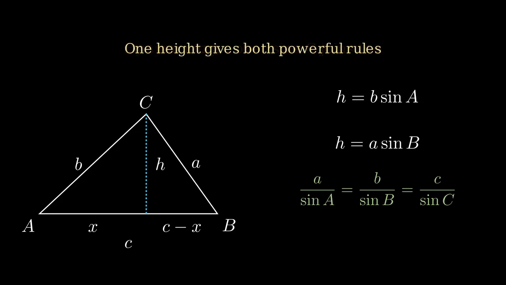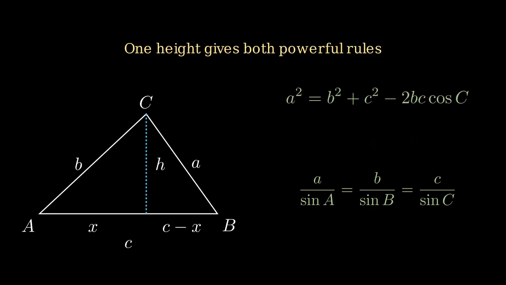So one height drawn once inside a triangle and viewed two different ways gives you both the sine rule and the cosine rule.